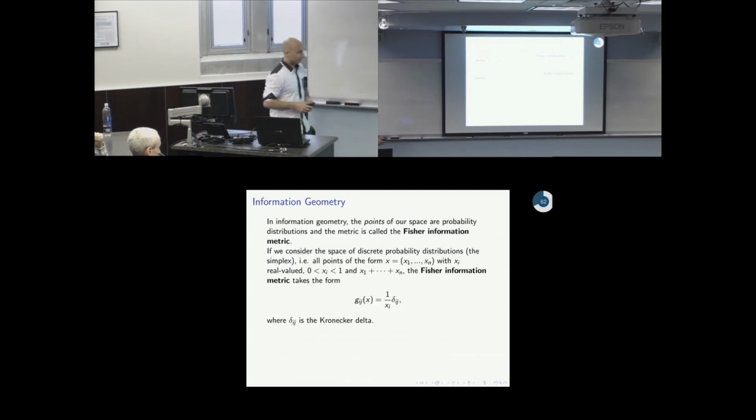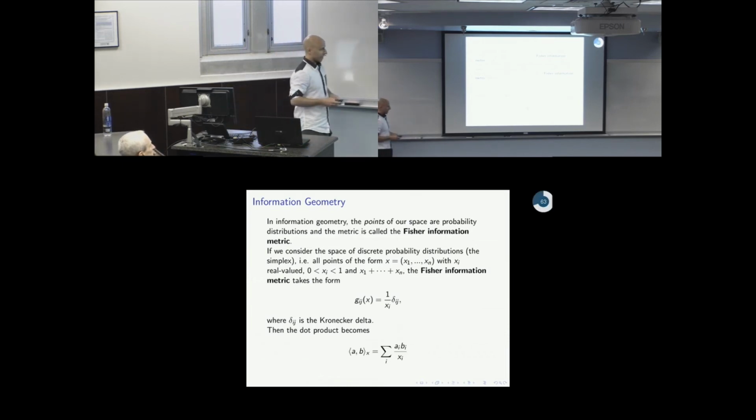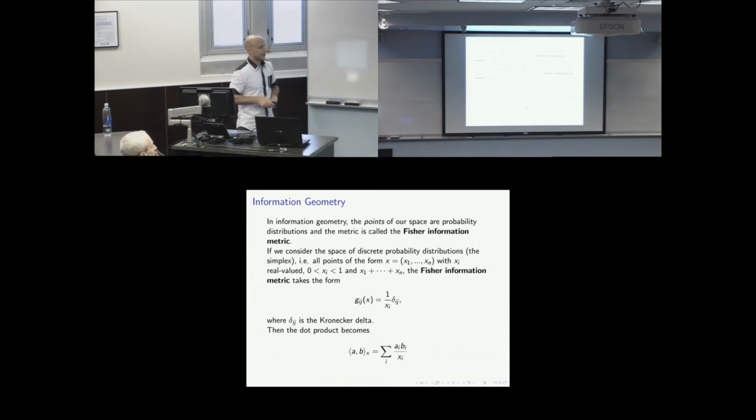And for the simplex, the set of all discrete probability distributions, you get this funny metric where you weight the dot product by dividing by the ith population proportion. And so you get this kind of unusual dot product where at a point x, you've got 2 vectors at the point x, and you're weighting them inversely by the population proportions at those points.